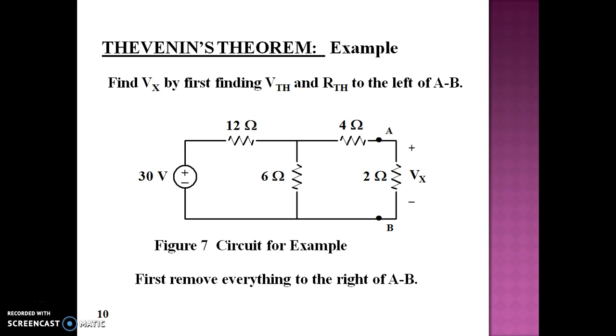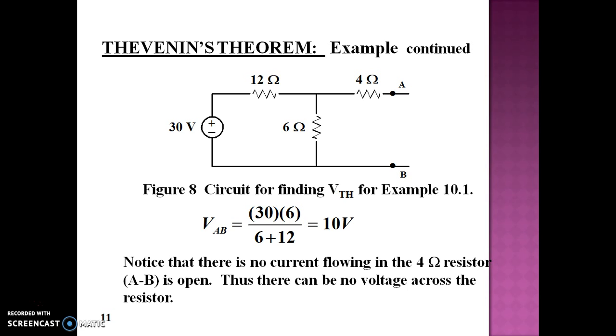Let's see the analysis with the help of an example. Here we have to find Vx by finding VTH and RTH to the left of terminal AB. That means we have to find the voltage across resistor 2 ohm. First step is to remove everything which is to the right of the terminal AB. And the circuit will be like the figure shown here. That is the figure 8.